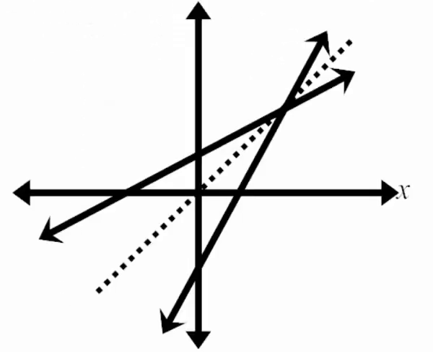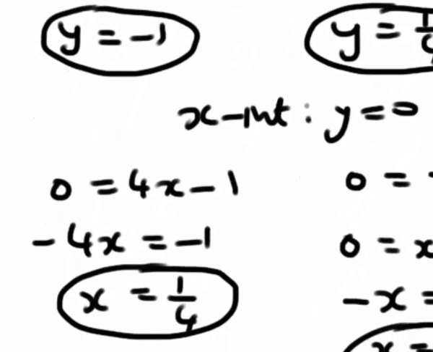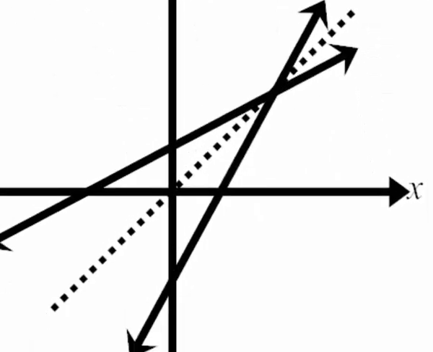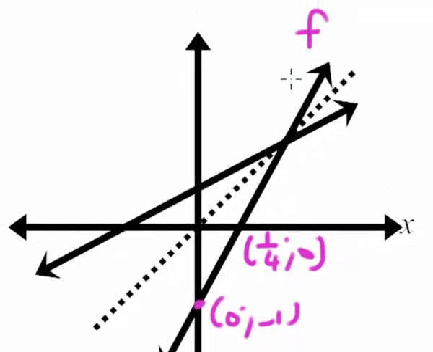Let's see what they look like on a set of axes. Okay, let's draw the graphs. We'll have a look at this one. y is -1, x is 1/4. Let's see here. So, y is -1, the point (0, -1), and this is (1/4, 0). So this would be the graph of f.